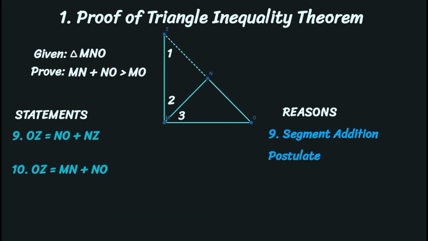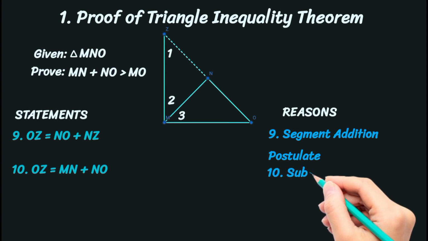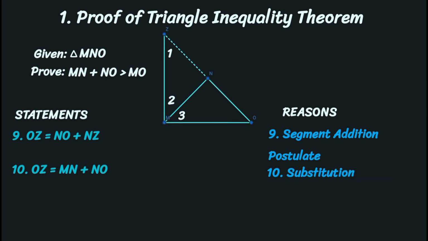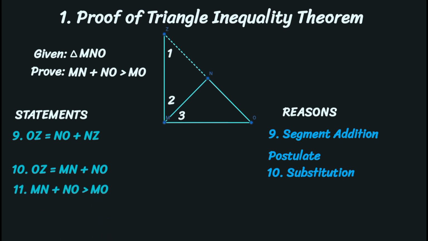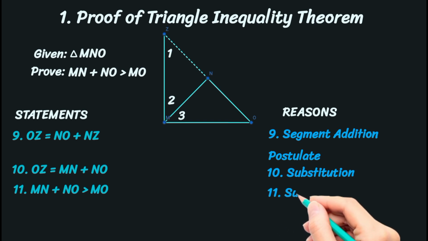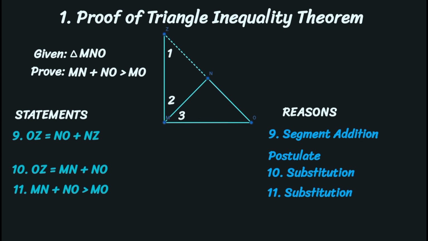Number 10, OZ is equal to MN plus NO. Again, we add this one, but this time we use substitution, which just changes NZ to MN because of what we said in number 2. Now 11, we conclude that MN plus NO is greater than MO because of number 8 and number 10 via substitution. So there you have it. We conclude the given triangle MNO.